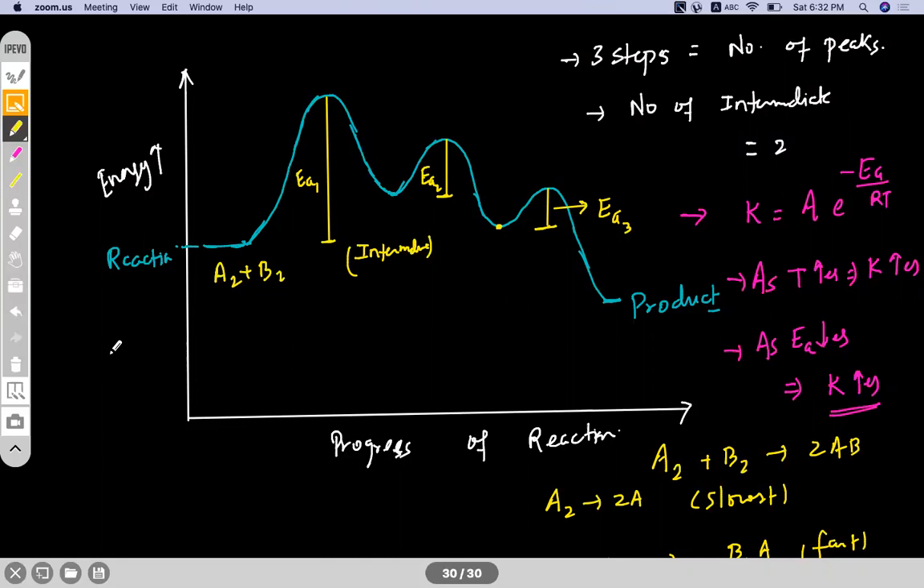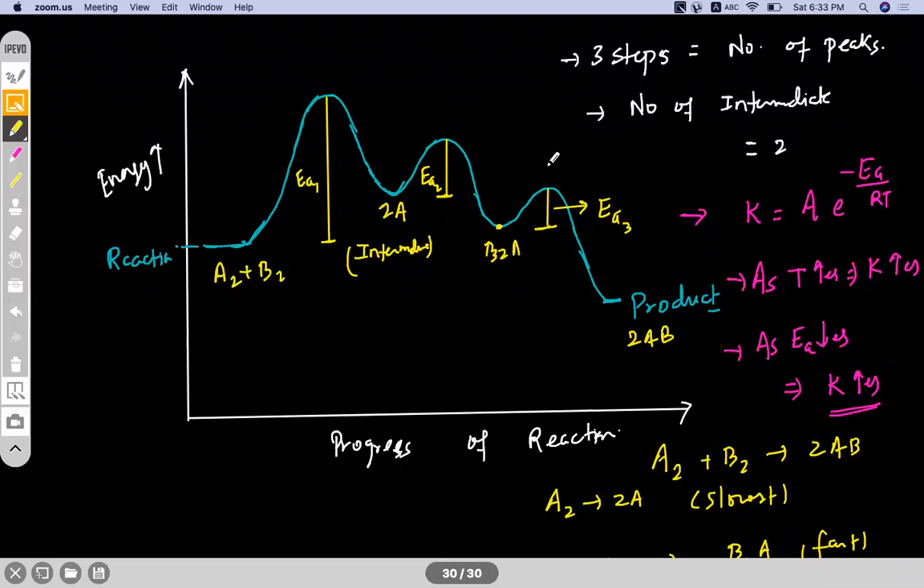Okay, A2 plus B2 should be the slowest step, that's fine. So it converts into 2A first, the intermediate, then it converts into B2A, another intermediate, and then it converts into 2AB, the final intermediate. All the concepts are same, nothing is different. Just I should have taken this activation energy should be the least. This should be the maximum. By mistake, I've drawn this, no problem.